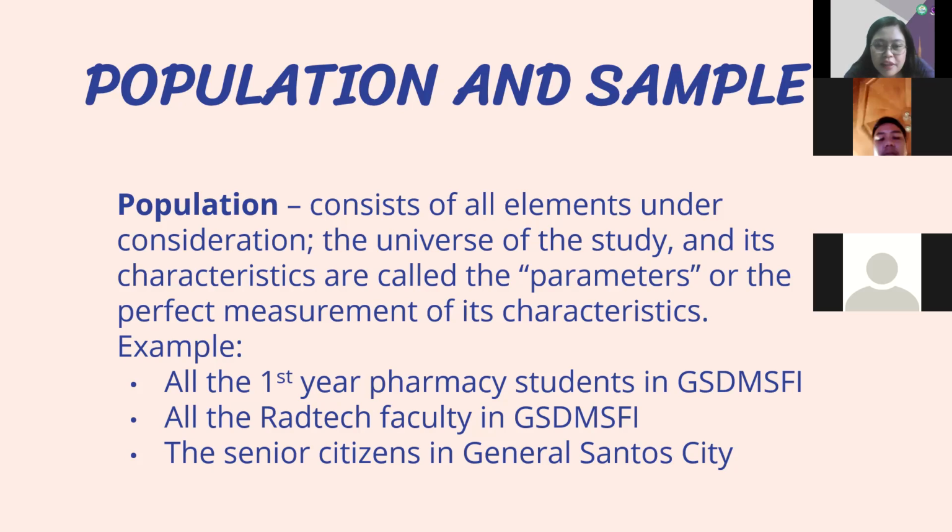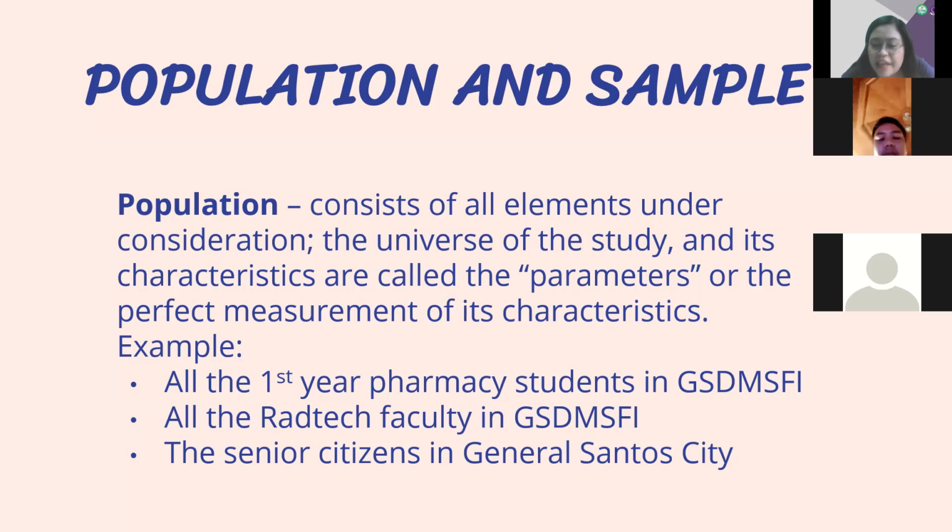Examples of population: when your research is about first-year pharmacy students in our school, then that will be our population. The criteria will be they are enrolled as first-year students in GSD MSFI. So that is the parameter. And everyone that is enrolled as a first-year pharmacy student will be included as a member of the population. Aside from that, we have all RadTech faculty in GSD MSFI.